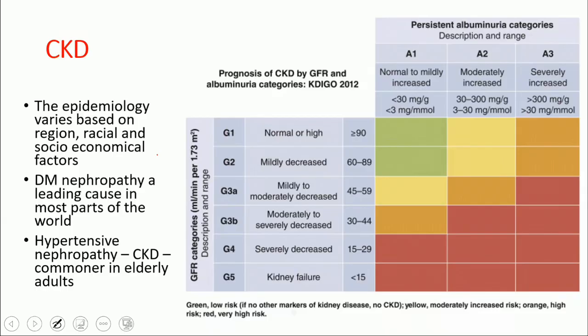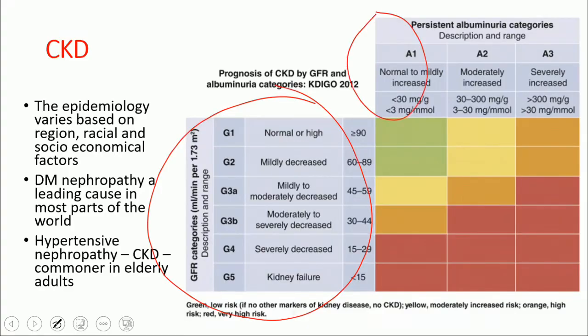There is a GFR stage, right, from G1 to G5, and there is a persistent proteinuria stage as well. So currently we classify the CKD patient based on their G score, which is the GFR score, and their proteinuria score, which is A1, 2, 3. Right, A1, 2, 3. Nipuni, you're right.